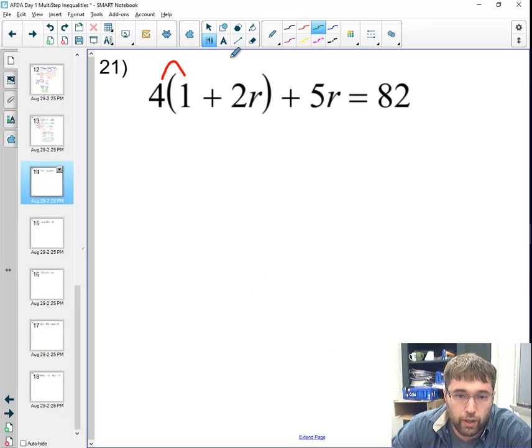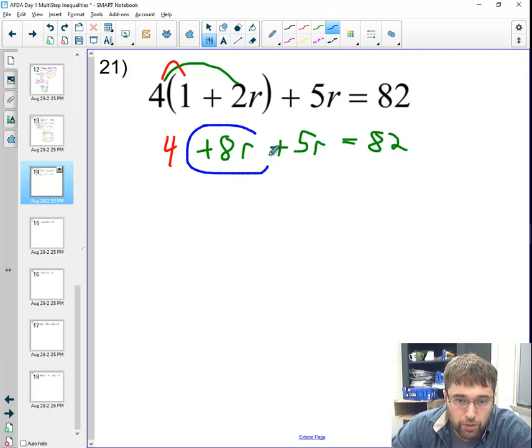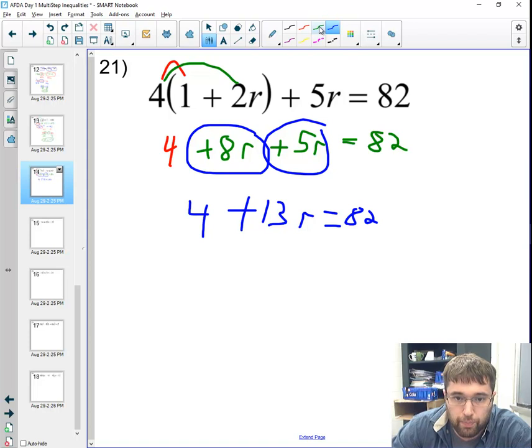So we distribute, and again, separate colors. So if you have separate colors, I'd recommend doing it. 4 times 1 is 4. 4 times 2r is positive 8r. Bring down the rest. Circle the variables, take care of the haters. We have 2 variables, so we add them together. So we have plus 13r. Remember, we have that plus sign.